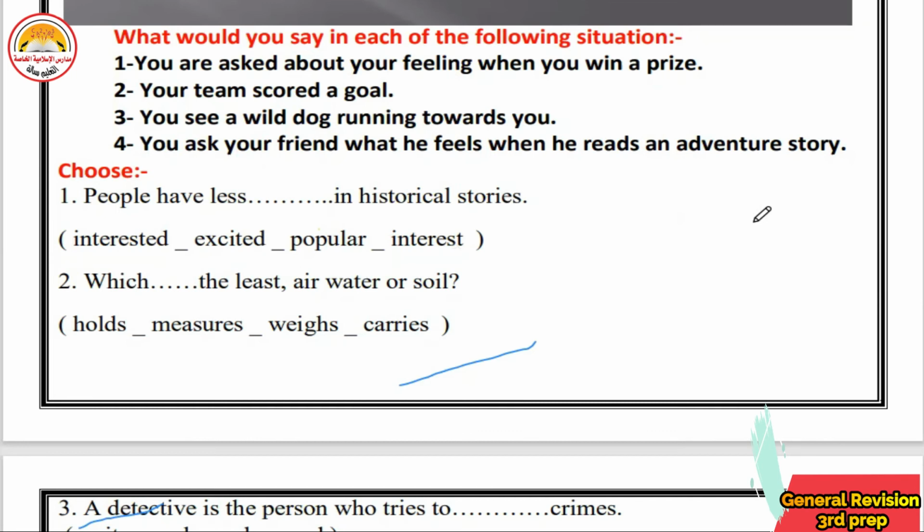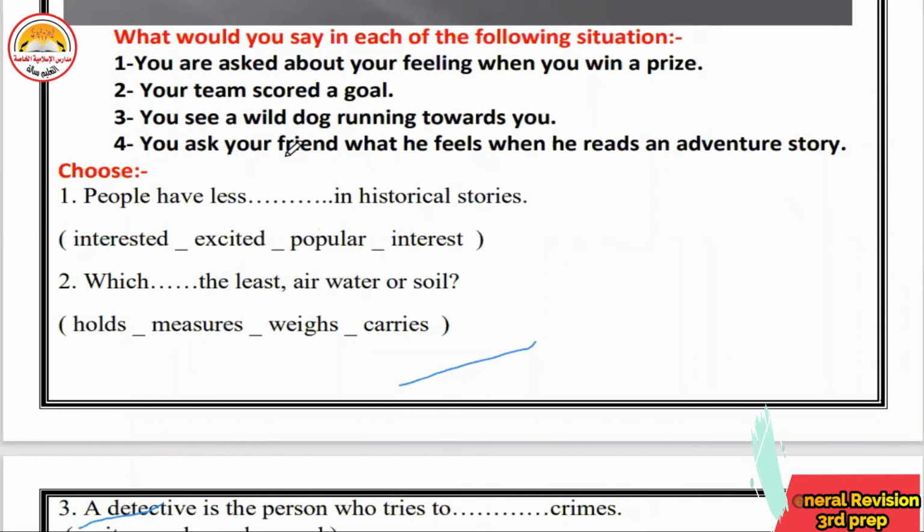Yes, Ali? Ali, you raise your hand. Can you say another answer? Okay, can you answer number 3? You see a wild dog running towards you. Next, you ask. I feel frightened. Okay, thank you. I feel frightened. Okay, thank you, Ali.